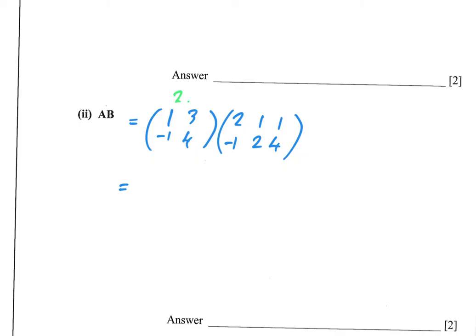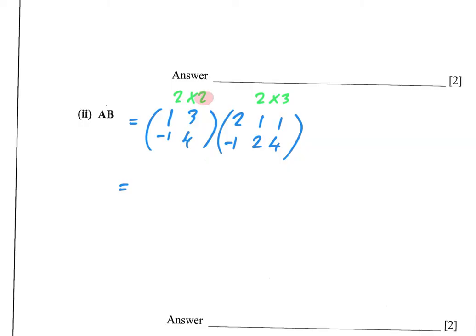This one is a 2 by 2. This one is a 2 by 3. What I mean by a 2 by 2 is there are 2 rows and 2 columns, and the second one has 2 rows and 3 columns. So my resulting matrix will be, you just take the outside things.